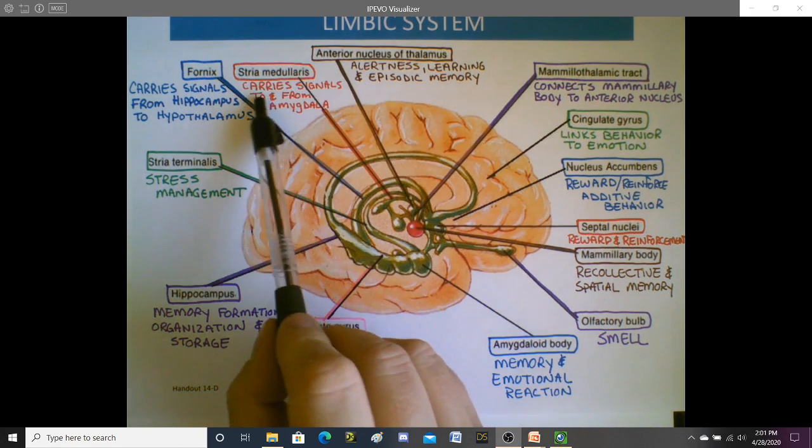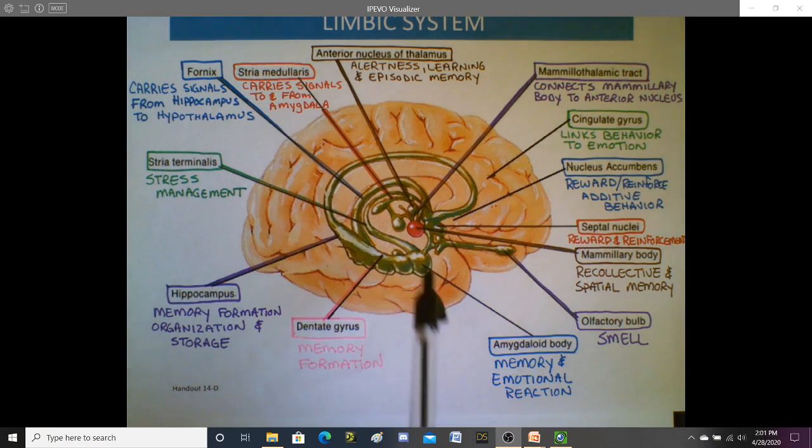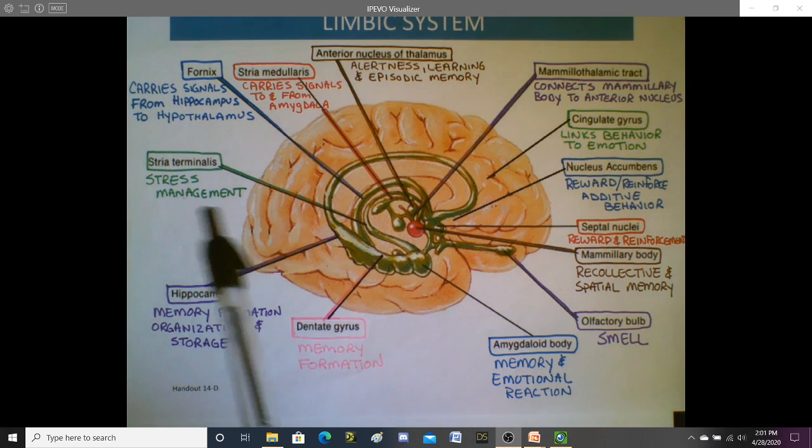Another connector is the Stria Medullaris. This carries signals to and from the amygdala. So our amygdala, remember, is forming memory and emotional reactions to things. And this Stria Medullaris is going to be moving information to and from that amygdala.